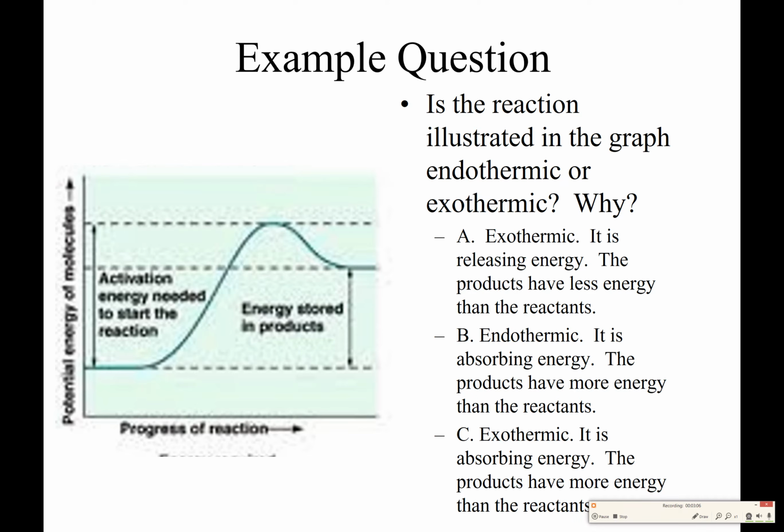Well, the key is to look at how much energy the reactants start with and how much energy the products end up with. And you notice that the reactant started with less energy than the products ended up with. What that's telling you is that the reaction is absorbing energy from the environment. And that means that it's an endothermic reaction. So our answer on this example is B. The endothermic reaction is absorbing energy. The products end up with more energy than the reactants.